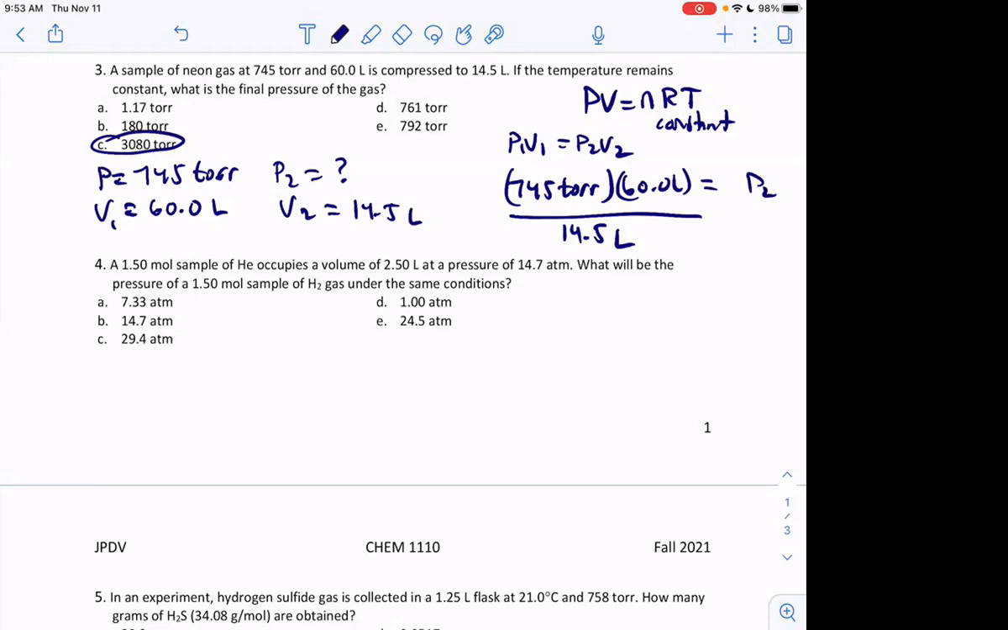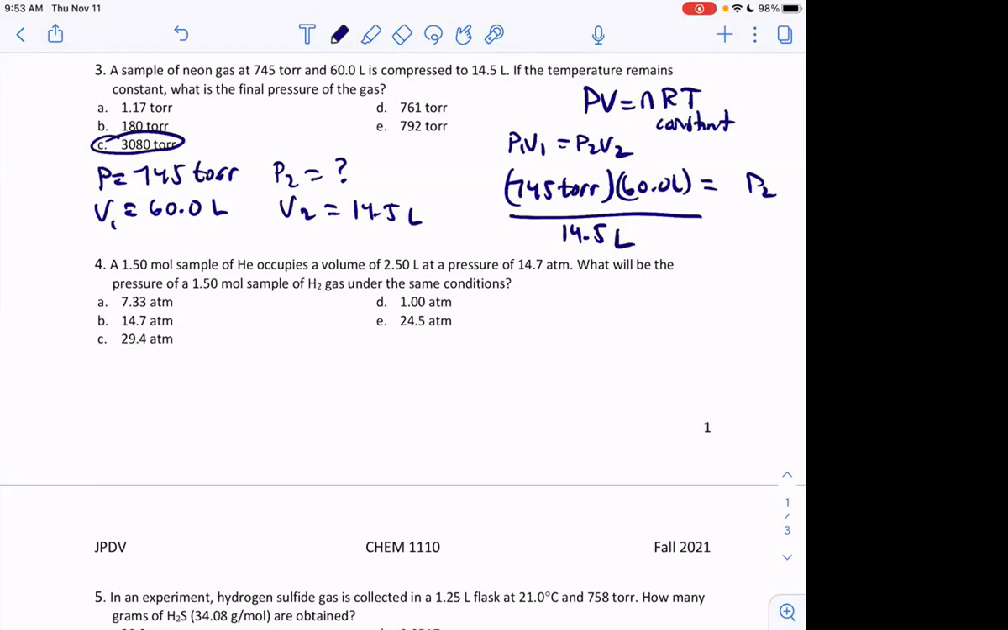Questions? So this one, you didn't have to rearrange anything because P and V are on the same side of the equation. It was Boyle's law. Yes? Is temperature the only unit you technically have to convert, like to Kelvin?